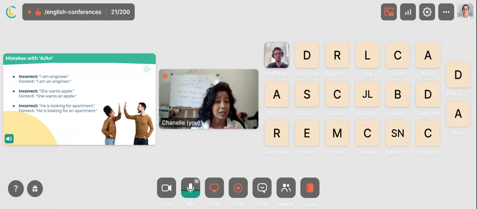Some common mistakes with a or an is, for example, I am engineer. It's important in English that we use an article to present a profession. I am an engineer. It's incorrect to say she wants apple because she wants an apple. Why? Because it is not a specific apple that she wants. She wants an apple. So in the bowl of apples, she just wants one. He is looking for apartment. No, he is looking for an apartment. Okay.